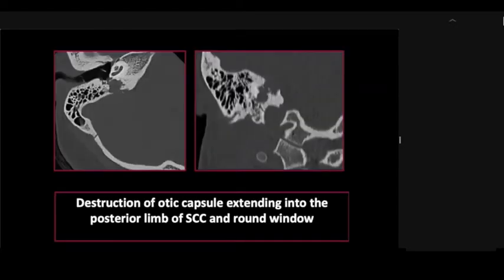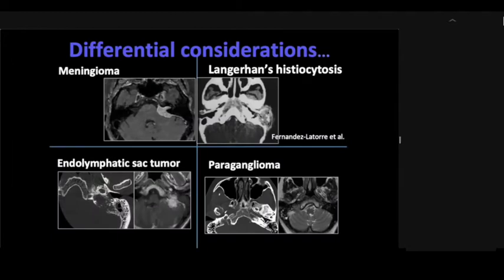CT imaging demonstrated erosion of the otic capsule. It also involved the posterior limb of the semicircular canal and the round window. We were now able to expand our differential diagnoses, which included a meningioma. However, there was no dural tail. Also, we have osseous erosion instead of hyperostosis. Then we thought of an endolymphatic sac tumor, but the osseous changes were not the typical moth-eaten appearance.